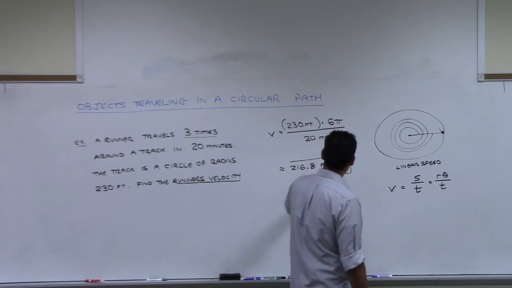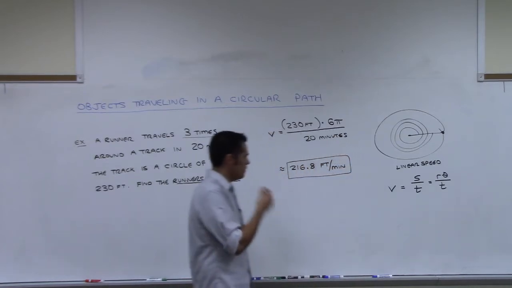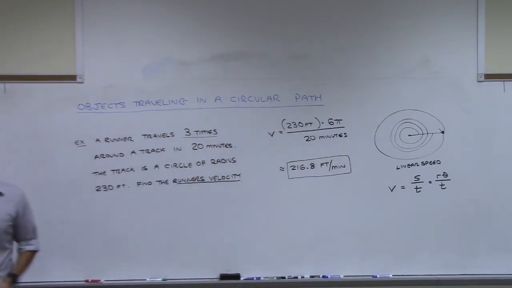Does that seem fast or slow? A little bit too fast. Too fast? I'm not sure that's a walk. 216 feet. How long is a football field? 100 yards. A yard is about 3 feet. So that's like less than a full football field, right? In 1 minute. That seems fast or slow?